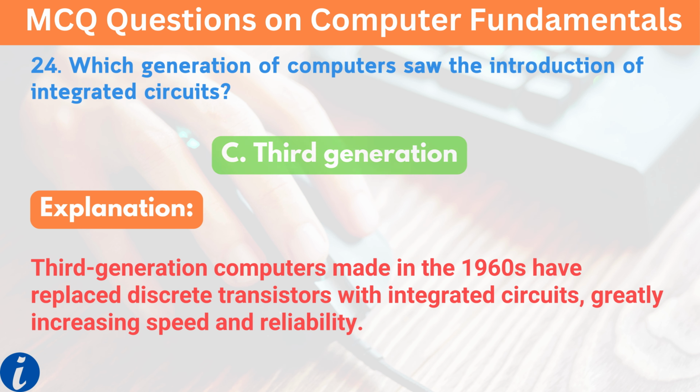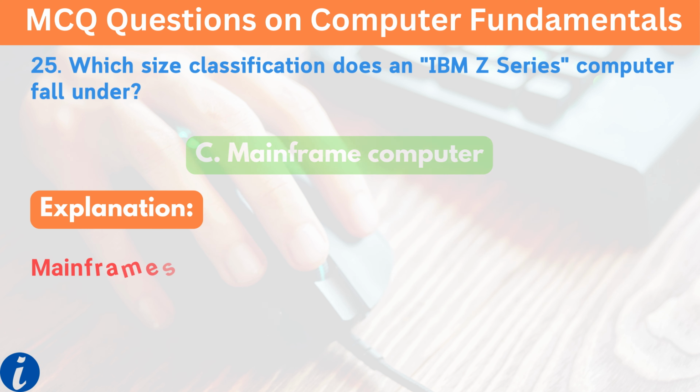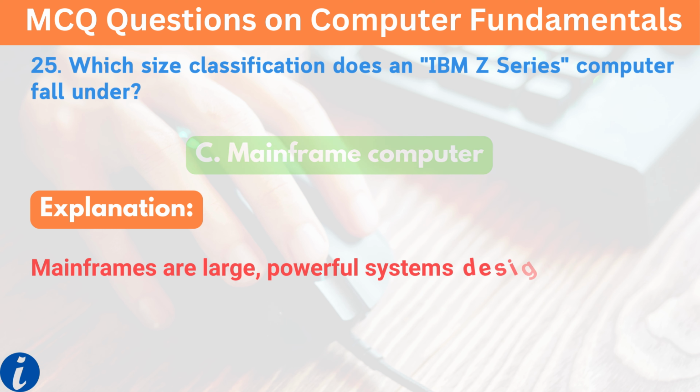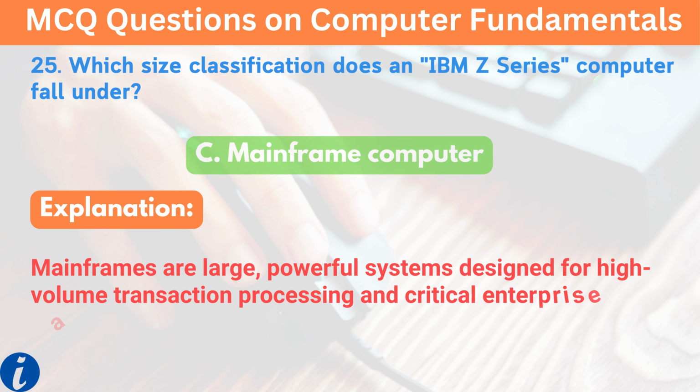25. Which size classification does an IBM Z Series computer fall under? A. Microcomputer. B. Mini-computer. C. Mainframe computer. D. Supercomputer. The correct answer is C. Mainframe computer. Explanation: mainframes are large, powerful systems designed for high-volume transaction processing and critical enterprise applications.